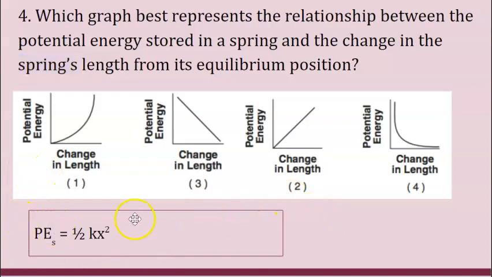Either way, this is the formula we're looking at, and because they are asking about the change in length, we're looking at x. All you have to do is see if x is squared. If x is squared, we're looking at a curved graph like this. If x was not squared, we would be looking at a straight line graph like this. So these are the only two types of graphs we've really learned so far. It's just a straight line graph, directly proportional, and then this one, a curved graph, directly proportional to the square of a variable. So the answer is choice 1 for question 4.